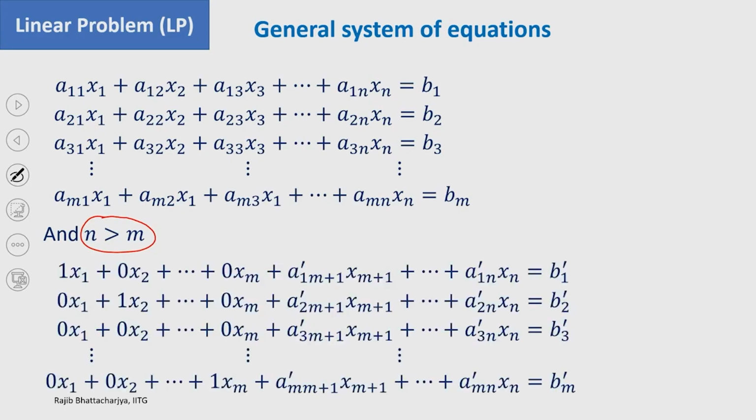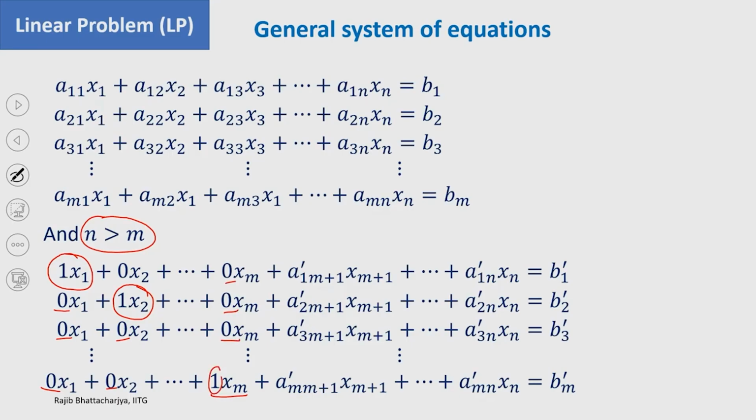In this case, by applying row operations, I can make the coefficient of variable x 1 equal to 1 and then make it 0 in the other equations. Similarly, for x 2 the coefficient in the second equation is 1 and for the other equations it is 0, and similarly up to x m. We have a total of m equations, and for the mth equation the coefficient of x m is 1 and for the other equations it is 0.